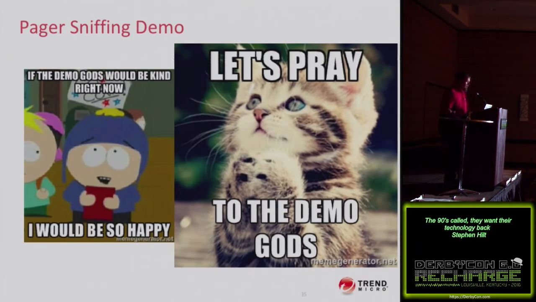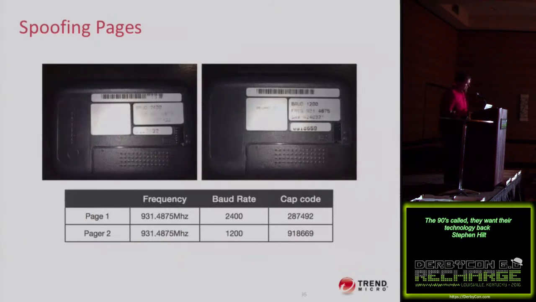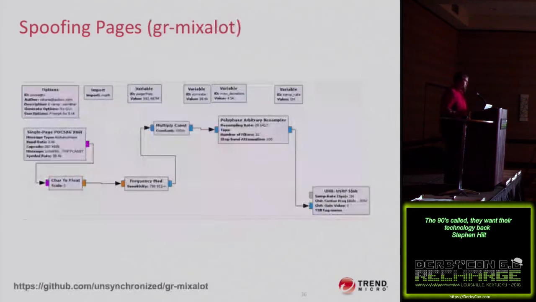Good? Okay, cool. What we're going to do now is talk about actually spoofing the pages. There's, again, the cap codes, the baud rates, and the frequencies. There's a tool out there called GR Mix-a-Lot, links again at the bottom. Really simple GNU Radio flow there. As you can see, POCSAG is built into GNU Radio, so it's really easy to just send messages to POCSAG. Flex is a little more difficult, but you can do it.